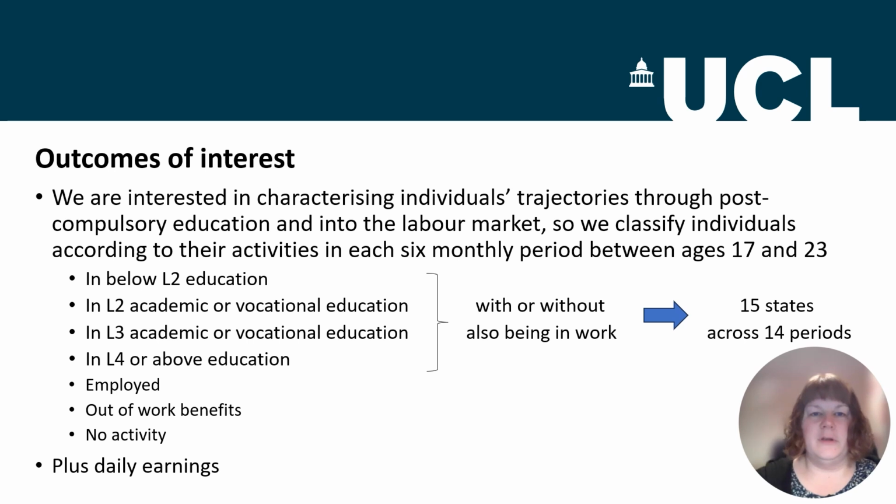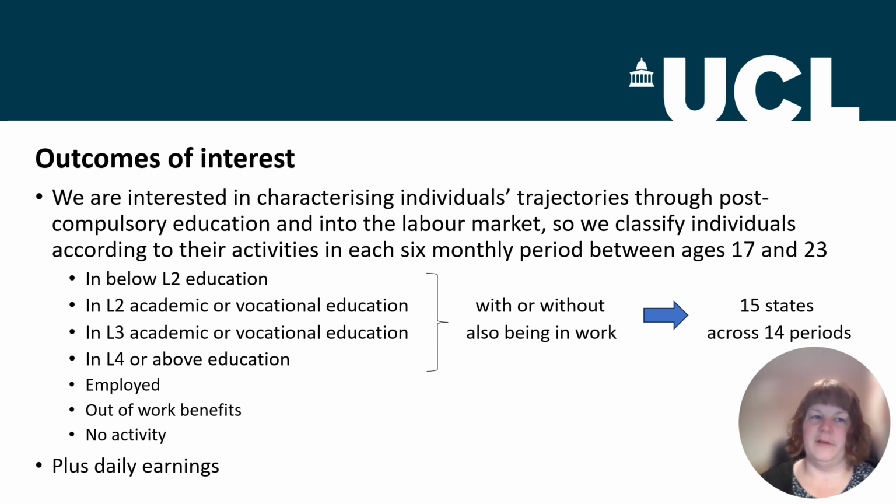What I'm going to be talking to you about here today is individual trajectories. So what we're really interested in doing is characterising how individuals are moving through post-compulsory education and into the labour market. And the way in which we do that is to classify the activities that individuals are undertaking in each 6-monthly period between about the ages of 17 and 23. And the way in which we classify those is first in understanding whether they're undertaking any educational qualifications during those periods. And we can classify individuals separately according to both the level of education and the type of education.